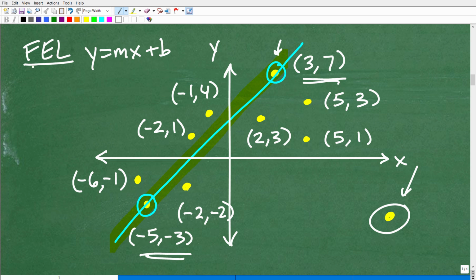So we want to find the equation of the line in slope-intercept form, and the information that we're given is that this line passes through (-5, -3) and (3, 7). So can you find the equation of a line that passes through these two points? If you cannot, well, then you really need to figure this out because this is a huge part of algebra.